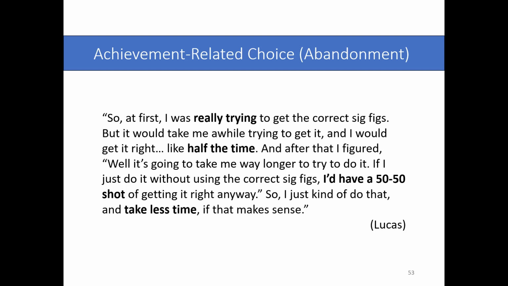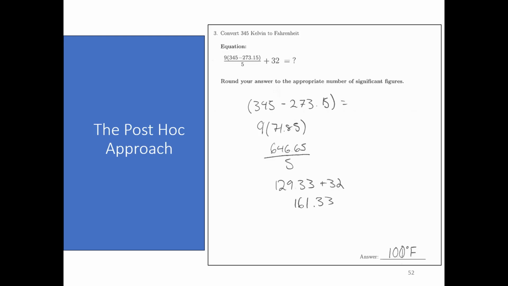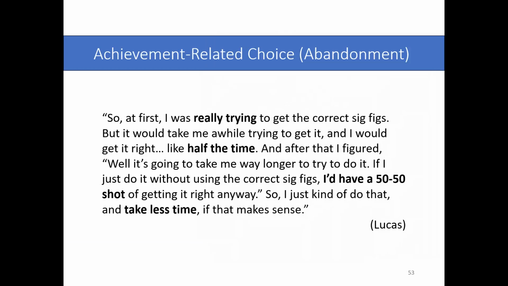And after that, I figured, well, it's going to take me way longer to try to do it. If I just do it without using the correct sig figs, I have a 50-50 shot of getting it right anyway. So I just kind of do that, and it takes less time, if that makes sense. So here we have a very conscious decision to just ignore all the rules, decide how to round it based on feel, and maybe half the time it works out. And so this is a strategy adopted by a lot of students here. So these were kind of the major themes that we found in the qualitative portion of the interviews.